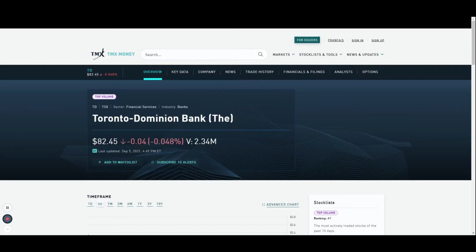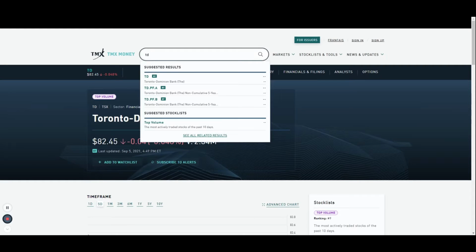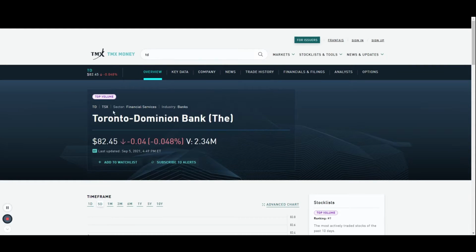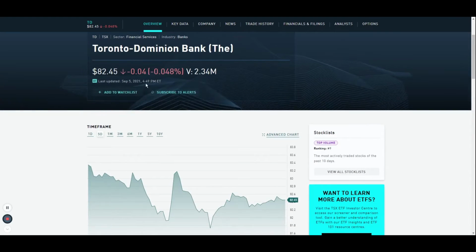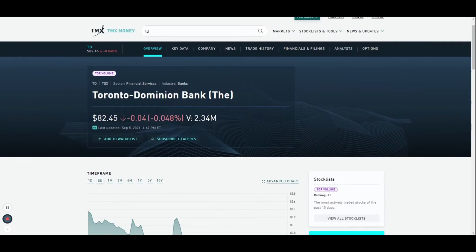We looked up TD, and it comes up, you click on it, and you get to this page here. This is the exchange, the Toronto Stock Exchange, or the Canadian version. The sector, it's financial services. That's just kind of the big group that it's in. Then it gets a smaller, more specified version, and it's banks and financial services. And then we have the name of the company, Toronto Dominion Bank. Short form is TD Bank.